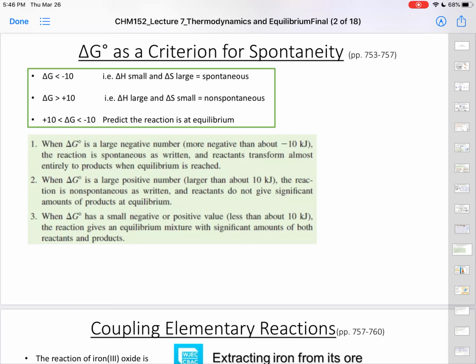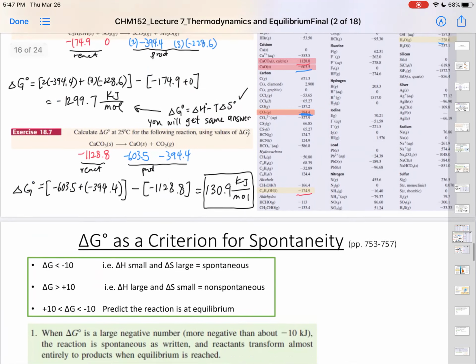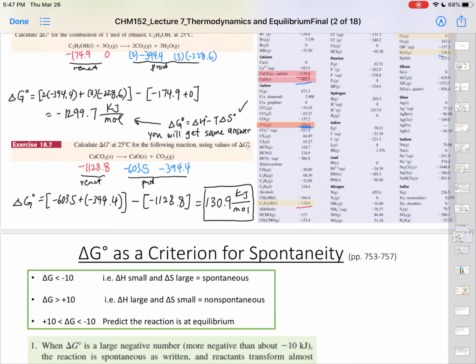The whole reason for calculating these values is to let us know whether something is spontaneous or not spontaneous. So let's look back. If delta G is negative, it is spontaneous. If delta G is positive or greater than 10, it is non-spontaneous. And if it's between plus 10 and minus 10, we predict equilibrium.